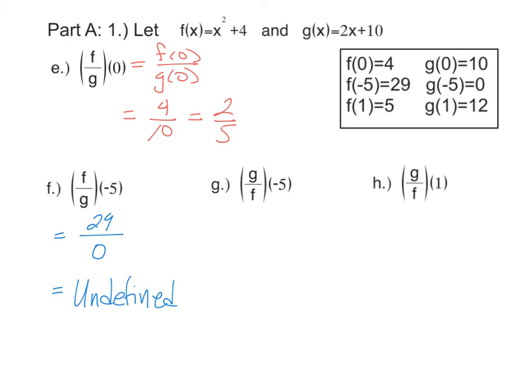For g over f of negative 5, we have to put g on top. And g of negative 5 is 0, where f of negative 5 was 29. Now, if you do 0 divided by 29, you will get 0. And finally, g over f of 1. G of 1 is 12. F of 1 is 5. This fraction can't be simplified, so leaving it 12 over 5 is just fine.